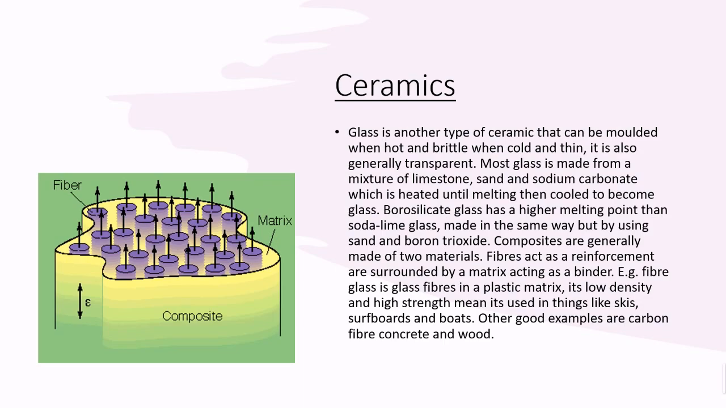Composites are generally made of two materials. Fibers act as reinforcement and are surrounded by a matrix acting as a binder, e.g. fiberglass is glass fibers in a plastic matrix. It's low density and high strength, meaning it is used in things like skis, surfboards and boats. Other good examples are carbon fiber and concrete and wood.